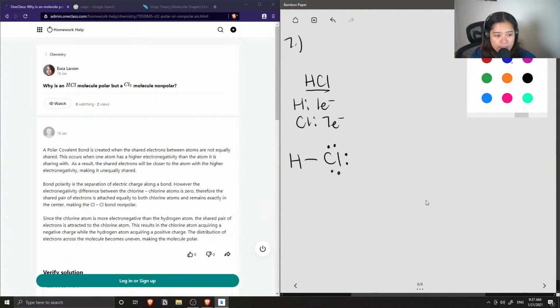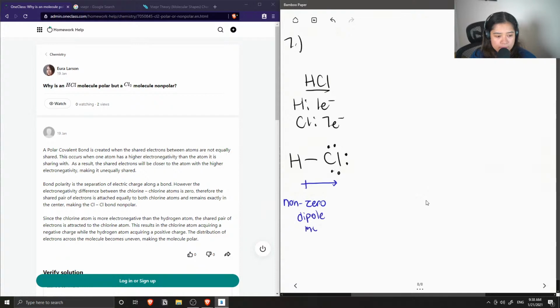And the reason why this molecule is polar is because chlorine is so much more electronegative than the hydrogen that we have a non-zero dipole moment pointing towards the direction of chlorine. So now we can show that the hydrogen is partially positive, the chlorine's partially negative. So therefore, this molecule is polar.